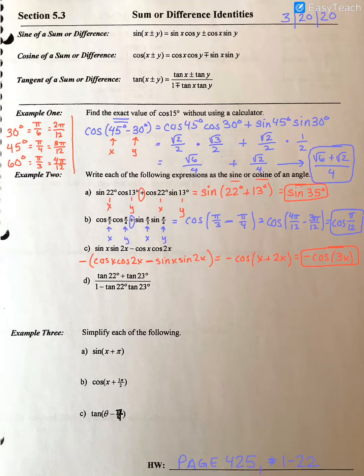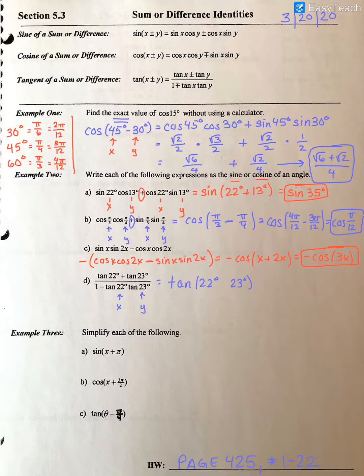And lastly, D. Do I dare say it? D is obviously the tangent identity. It has tangent in it. It's of the tangent form. Tangent 22 degrees plus tangent 23 degrees over 1 minus tangent 22 degrees, tangent 23 degrees. We need to identify our x and y. So for my x, I'm going to use 22. For my y, I'm going to use 23. So this is 22 degrees and 23 degrees.